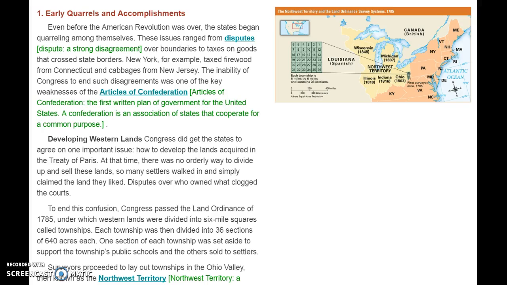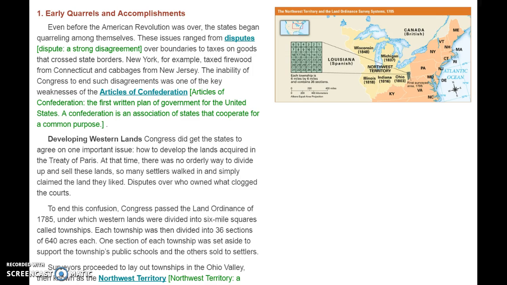Today's reading goal is to be able to explain what the Articles of Confederation were and to be able to explain the problems or weaknesses with the Articles of Confederation. Section 1, Early Quarrels and Accomplishments.